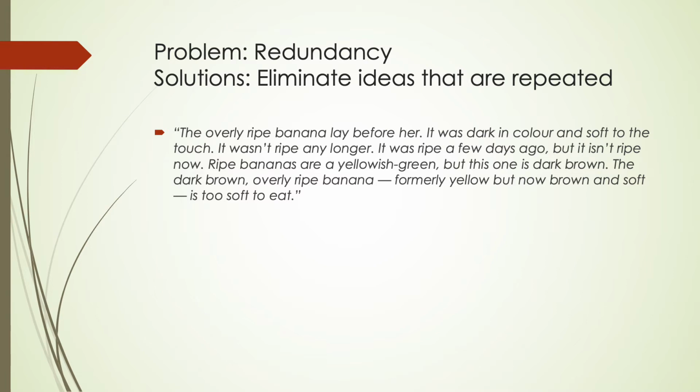Ripe bananas are yellowish green, but this one is dark brown. The dark brown, overly ripe banana, formerly yellow but now brown, is soft, too soft to eat. So we get it. The banana is too ripe to eat. So we want to eliminate ideas that are repeated.